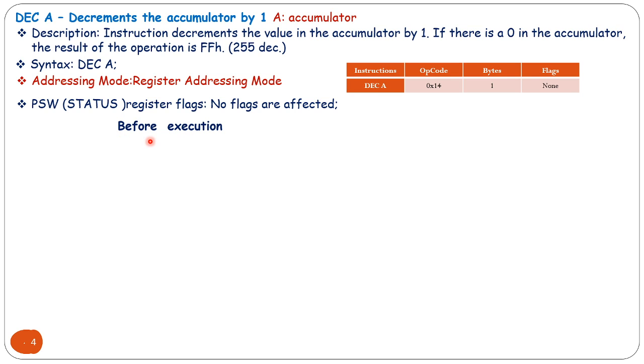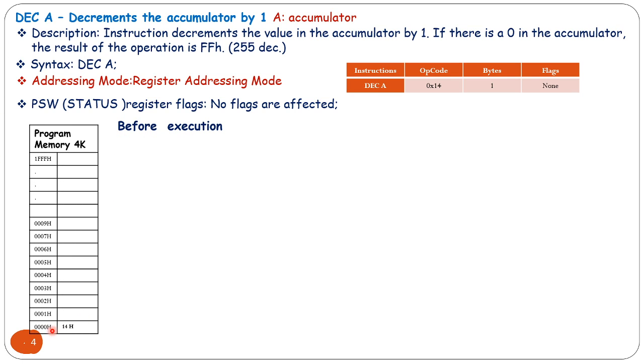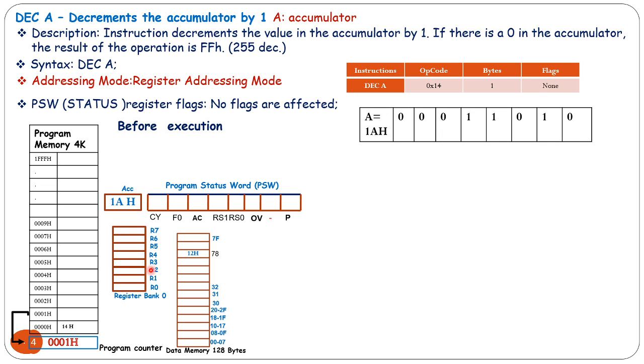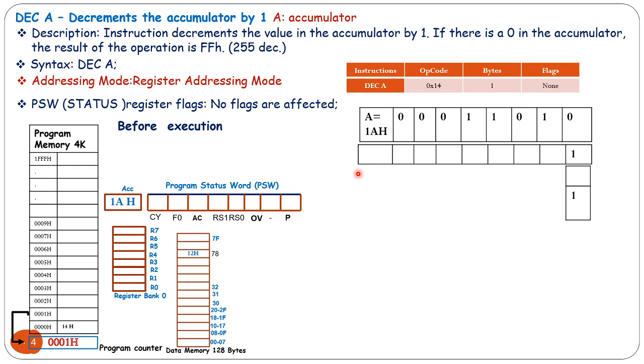Before execution, the instruction will be in program memory at 00 having 14H, and this is a 1 byte instruction. So the program counter register has the next address, that is 0001H. Before execution, the accumulator content is suppose 1AH, and this is the PSW register, and this is the internal random access memory of 128 bytes, and these are the banks. So when the DEC A instruction is executed, the content of accumulator will be decremented by 1.